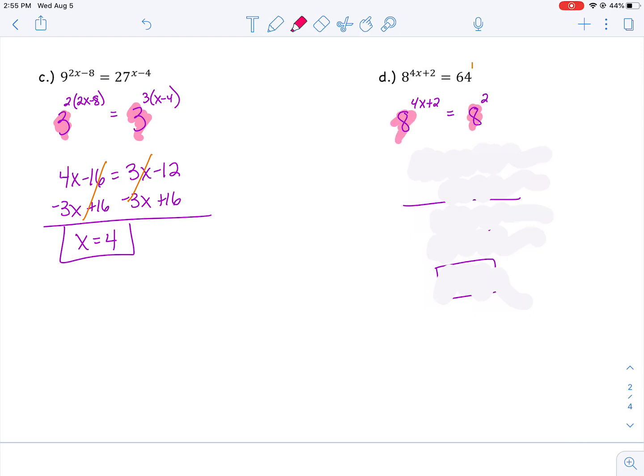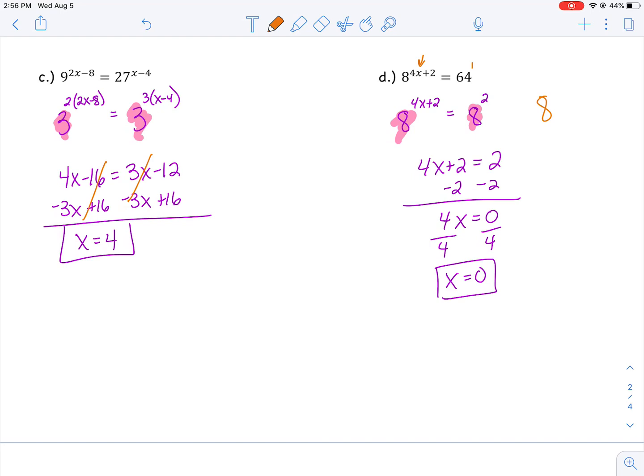But now that my bases are the same, I know that my exponents are the same, and I can say that 4x plus 2 is equal to 2. I can subtract 2 from both sides. I can divide by 4, and I ended up getting x equals 0. Let's make sure that that's the right answer. So if I plug in 0 here, I have 8 to the 4 times 0 plus 2, and hopefully that equals 64. Well, 4 times 0 is 0, 0 plus 2 is 2, and 8 squared is, in fact, 64, so I know I got the right answer. Hopefully you did too.